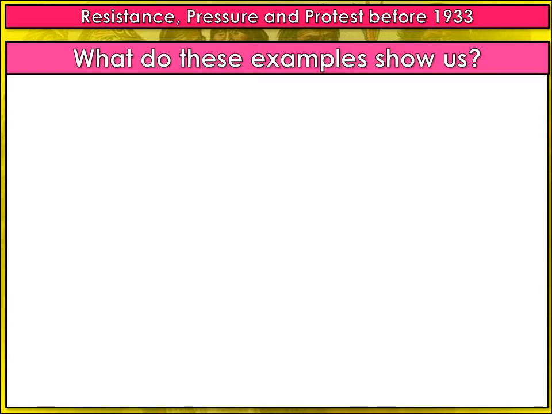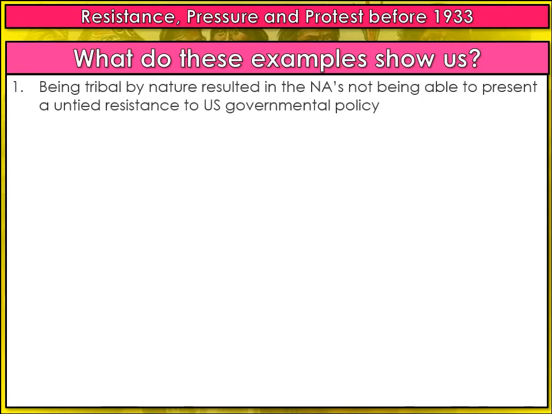Okay, here's some of the things that I got. I thought the first thing was this. I think these examples show us that being tribal by nature means the Native Americans were not able to present a united resistance to government policy. It was tricky for the Native Americans to put up a fight when they were often divided amongst themselves into tribes. They would have to overcome that kind of cultural history of being tribal in order to work together.